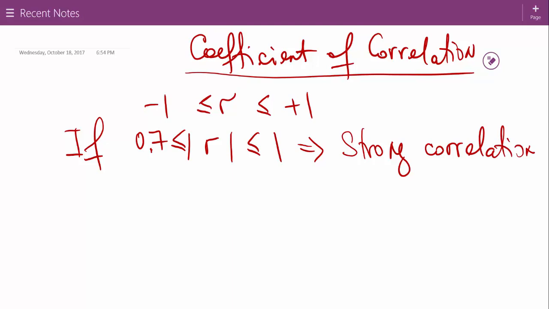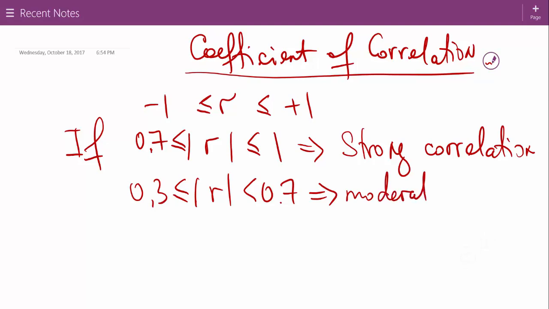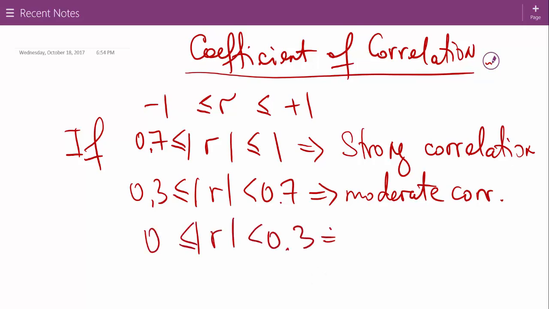Okay? If, on the other hand, the absolute value of the coefficient of correlation is between 0.3 and 0.7, I'm going to call it, if you would have to guess, what would it be? Moderate, right? So it's a moderate correlation. Correlation, okay? And finally, if the absolute value is between 0 and 0.3, how do I call that?